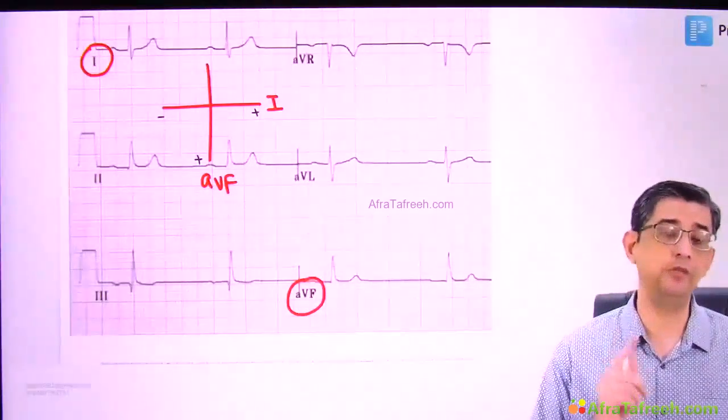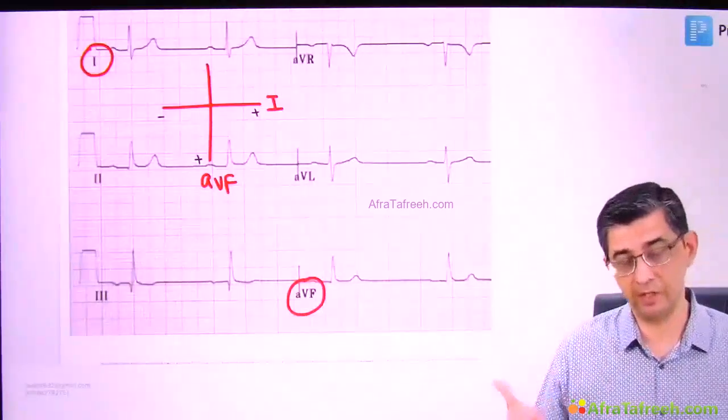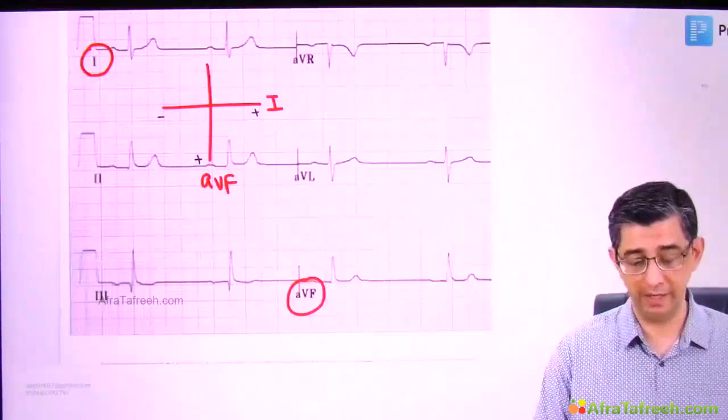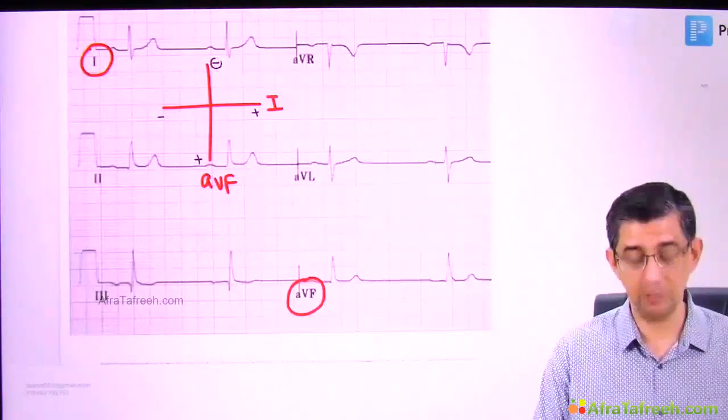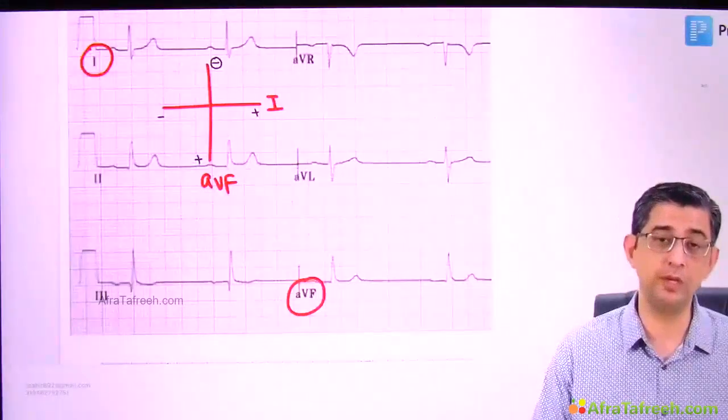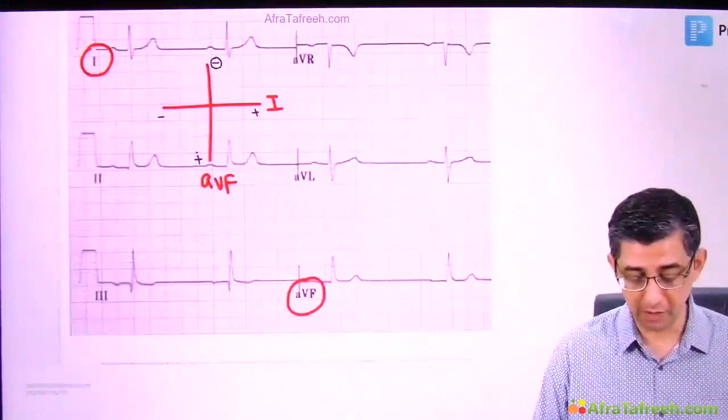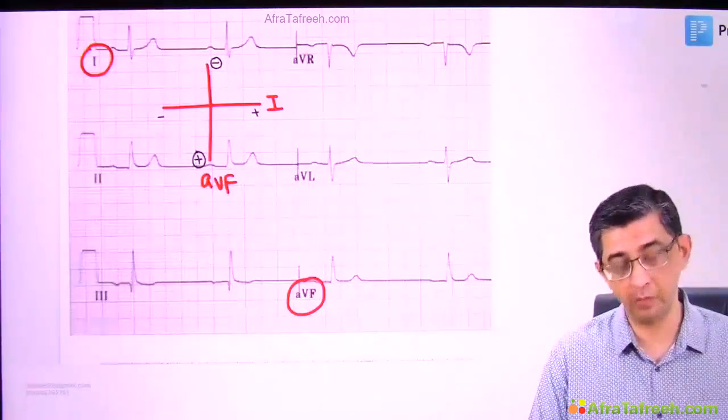But mathematically, if you look at the y-axis, the one that you studied in class 10th or 12th, it is this area where I'm putting negative sign. This should be positive, but it is opposite. It is ulta in ECG. In AVF, positive is inferiorly located, negative terminal is superiorly located.